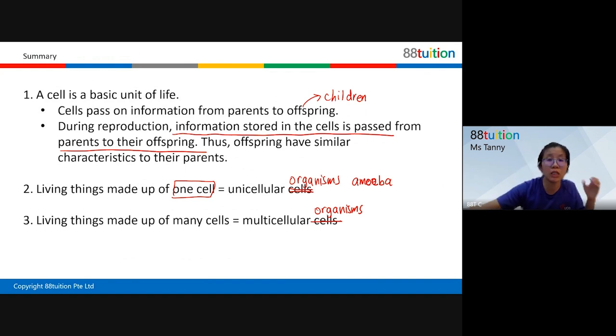So how do unicellular organisms reproduce? Meaning how do they ensure continuity of their own kind? They reproduce by splitting themselves into two. So one splits into two, then later the two split into another four. So that's how they reproduce. But for us, how do we reproduce? This is something that we're going to look at later.